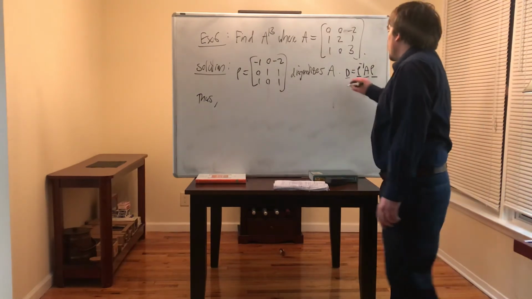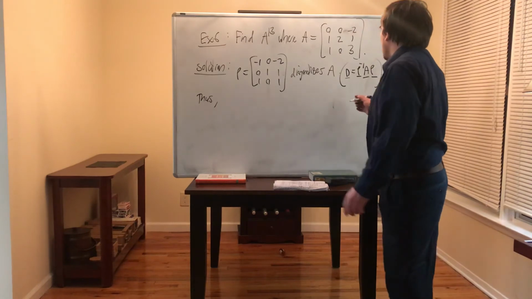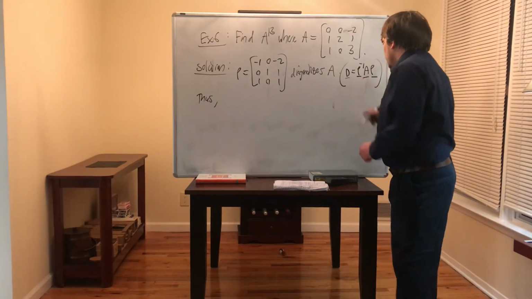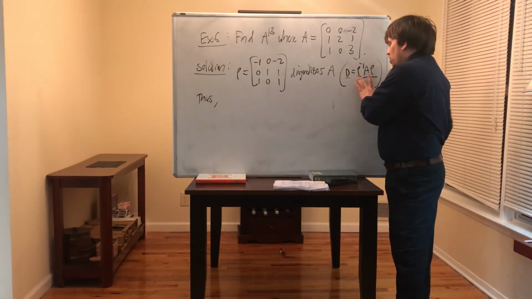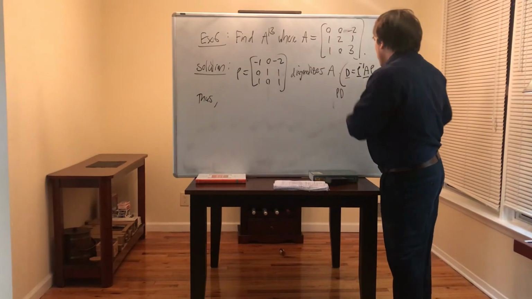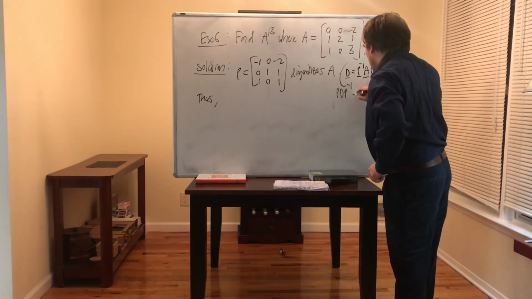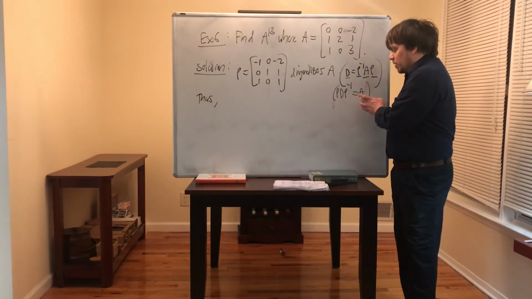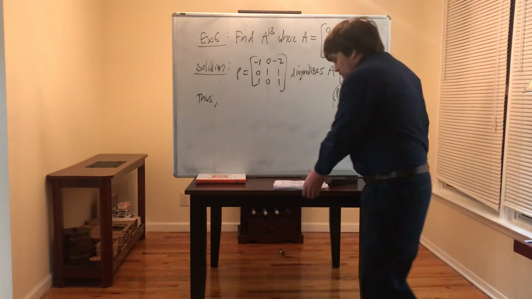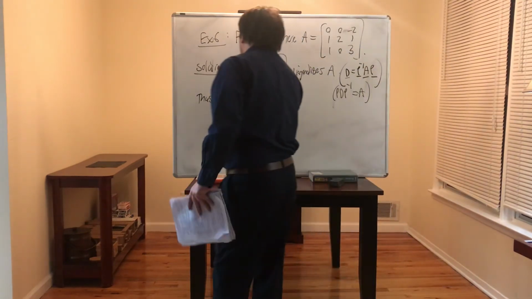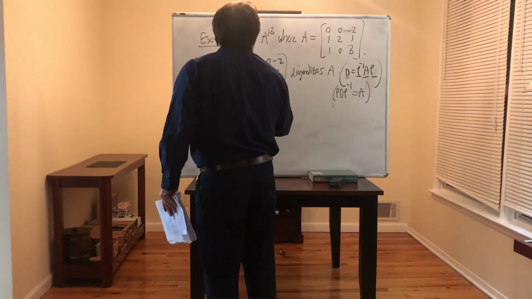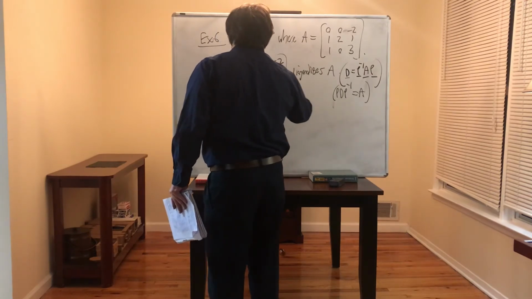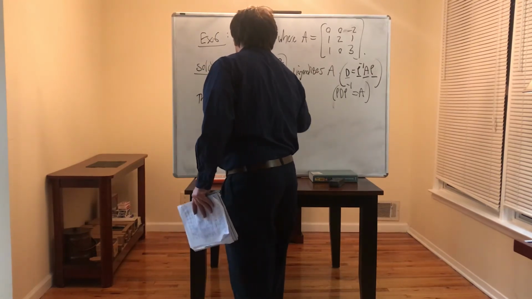Okay, and so using that, if you do some algebra here, matrix algebra, you left multiply by P and right multiply by P inverse, that's equal to A. So P D P inverse equals A. And so the reason why I'm saying that is because A is equal to P D P inverse, but then raise both sides to the 13th power.